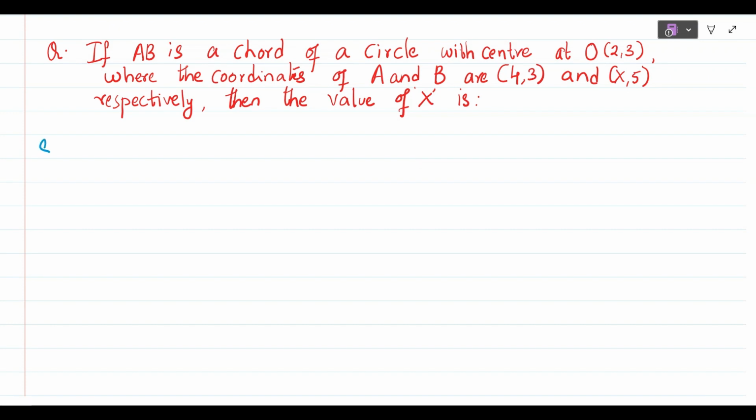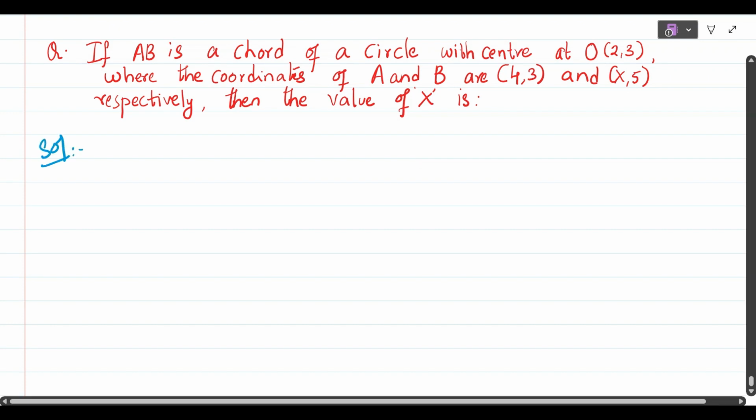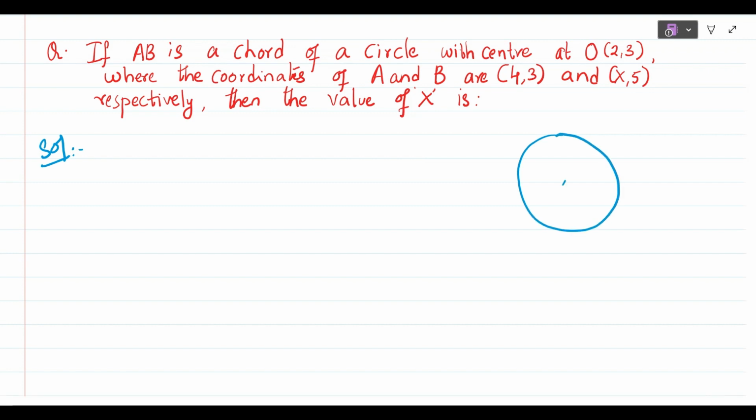Students, the next question is here. AB is a chord of a circle with center O; the coordinates they have given. Suppose this is O and its coordinates are 2, 3. AB is a chord, so let us take one chord here. This is A and this is B. What are the coordinates of A? That is 4, 3 and B is x, 5.